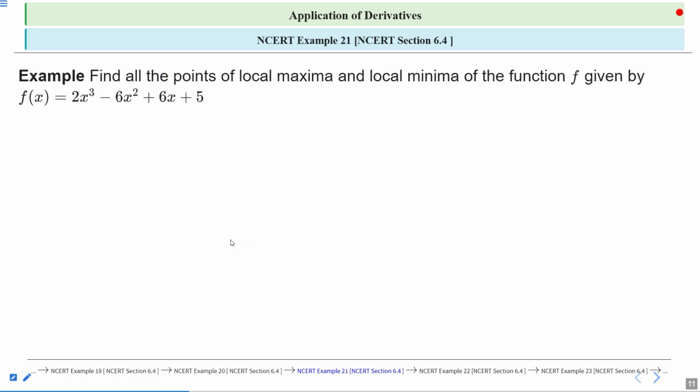Now let us see NCERT example 21, which is part of NCERT section 6.4. Find all the points of local maxima and local minima of the function f given by f(x) equal to 2x cube minus 6x square plus 6x plus 5. We need to find all points of local maxima and local minima of the given function f.